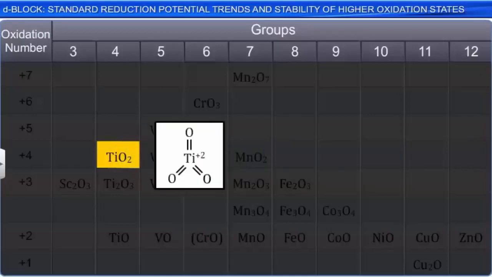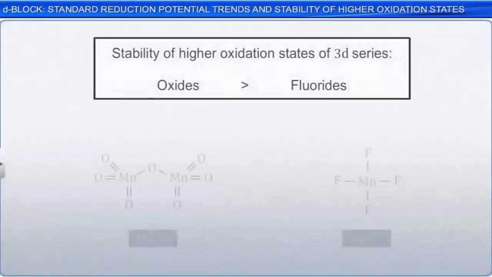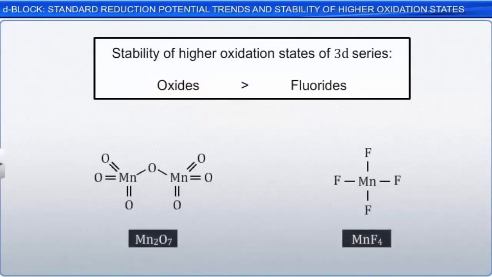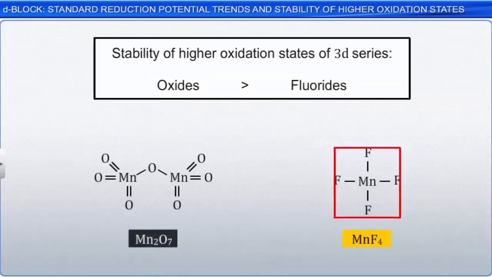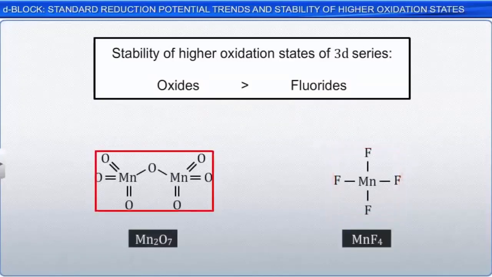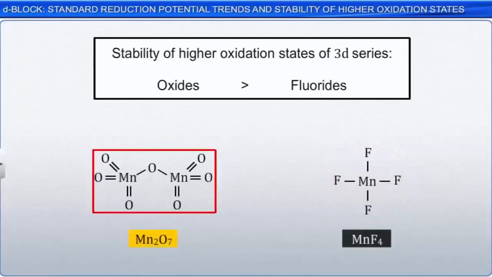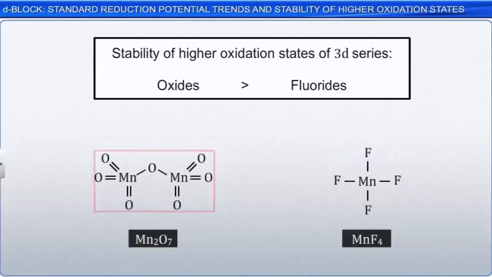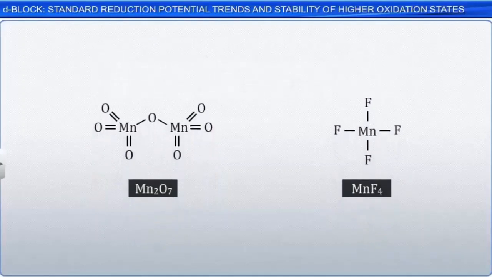Oxygen exceeds fluorine in its ability to stabilize higher oxidation states. Thus, the highest manganese fluoride is manganese tetrafluoride, while the highest oxide is manganese heptoxide. The ability of oxygen to form multiple bonds with metal atoms is responsible for its superiority over fluorine in stabilizing higher oxidation states.